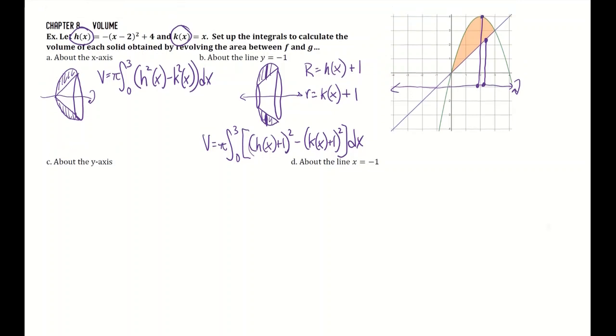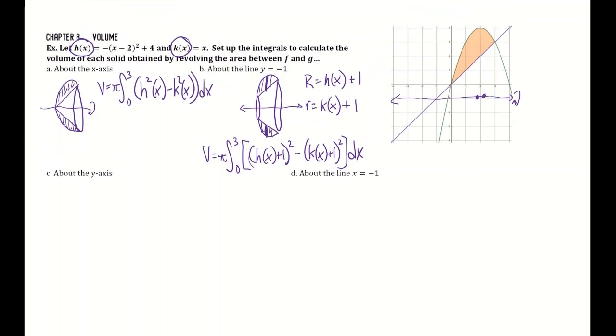All right, around the y-axis. This one is going to be a little trickier because when I rotate around the y-axis, this area, if I rotate that around the y-axis, it's going to look like this. What's going to be weird about this is that you're going to have to use two different integrals. And you know what, I'm actually just going to do this on the picture and then I will erase it.